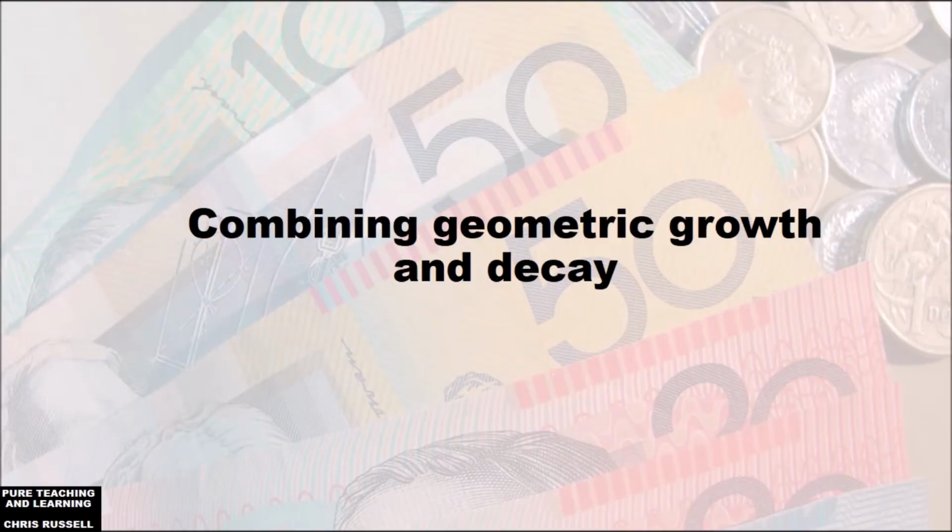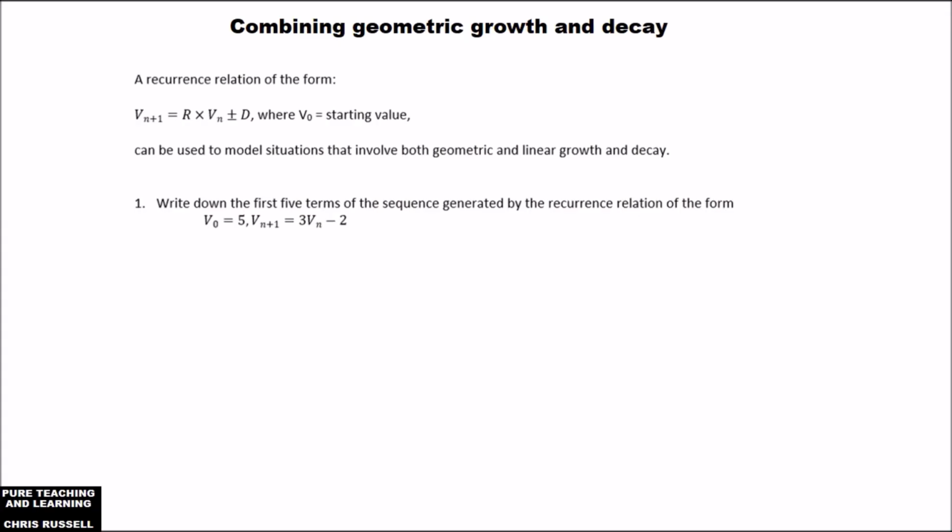Combining geometric growth and decay. So a recurrence relation of the form Vn+1 equals the common ratio multiplied by Vn plus or minus d, where V0 is the starting value, can be used to model situations that involve both geometric and linear growth and decay.